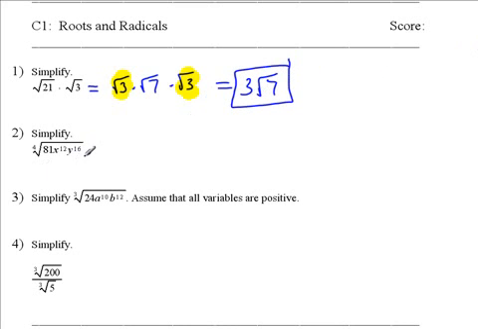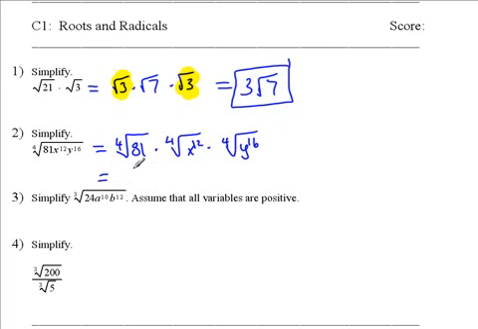Let's look at number 2. I like to see this in parts. I see the number part here, the 4th root of 81. I see the x part, 4th root of x to the 12th. And I see the y part, the 4th root of y to the 16th. If I deal with all the parts independently here, I can make this work pretty easy.